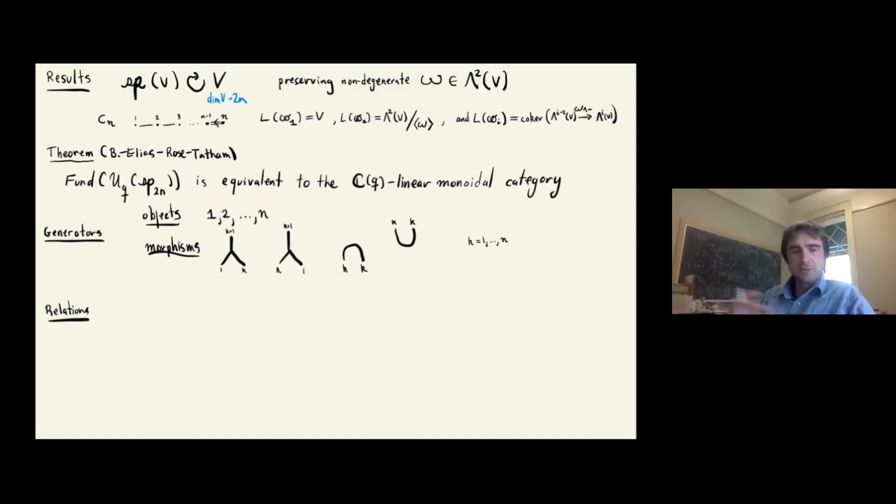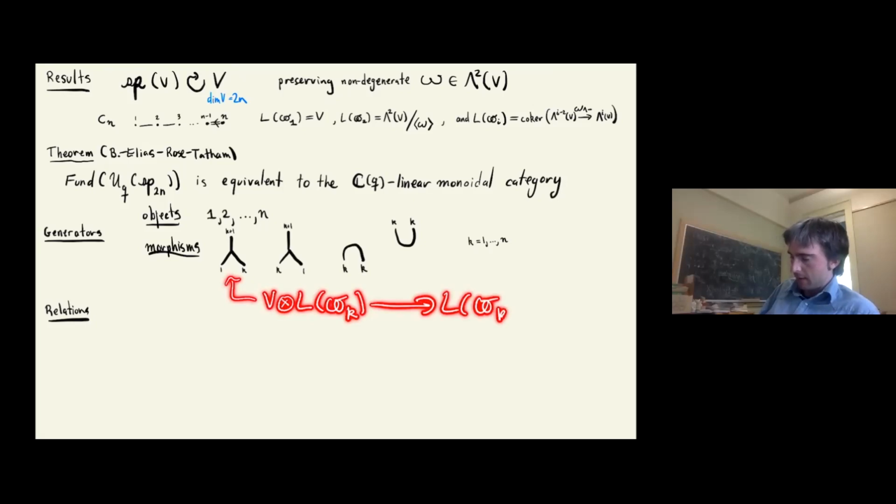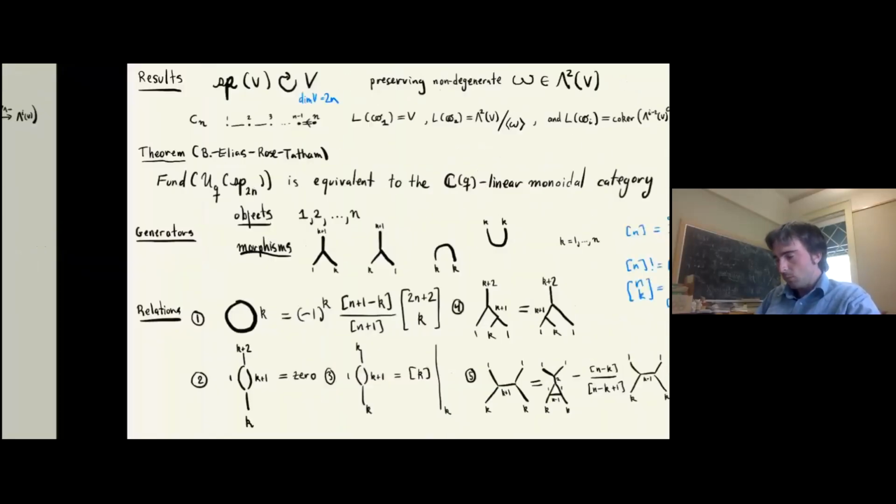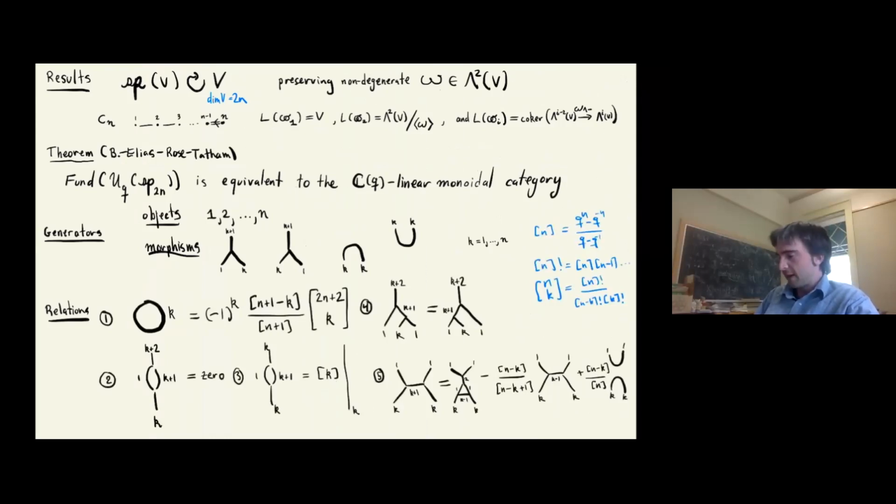And then there's some maps, which in the case of the Temperley-Lieb category are these cups and caps, but now because we have more fundamental representations, there's some more complicated maps between them. So we have cups and caps, but we also have some trivalent morphisms that go from, say, 1 tensor k to k plus 1. So this map, for example, corresponds to a map from V tensor L of omega k to L of the k plus first fundamental representation. These morphisms satisfy some relations, and I'm just going to put them here. I'm not going to fixate on it too much.